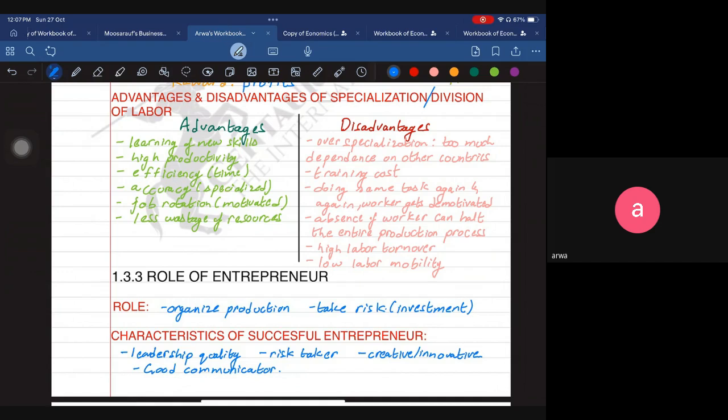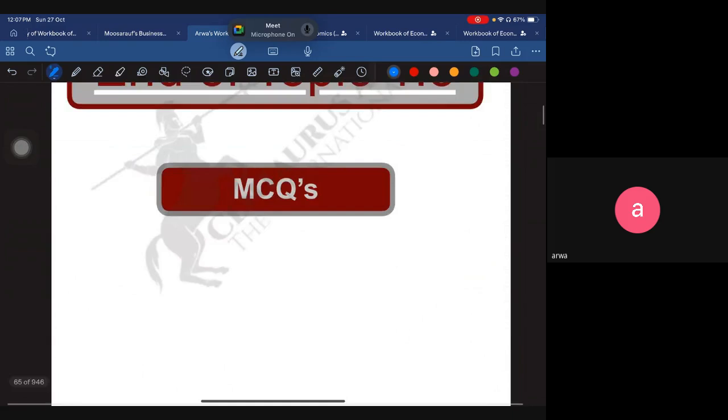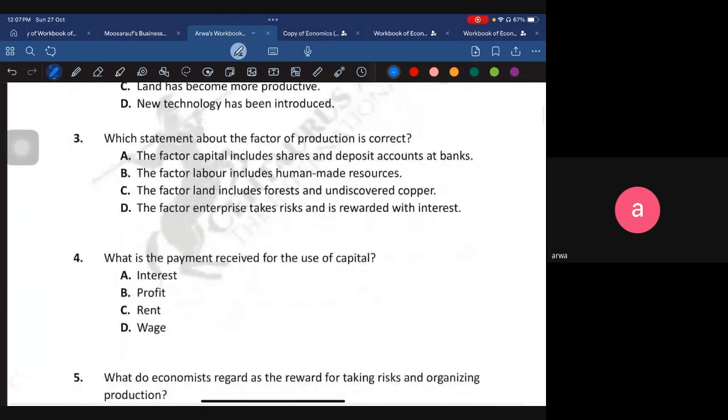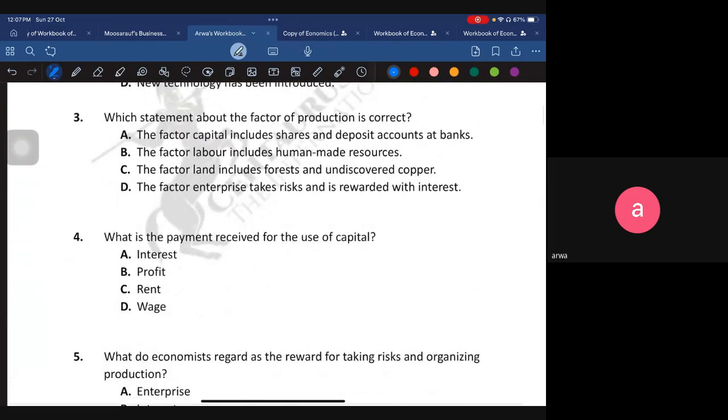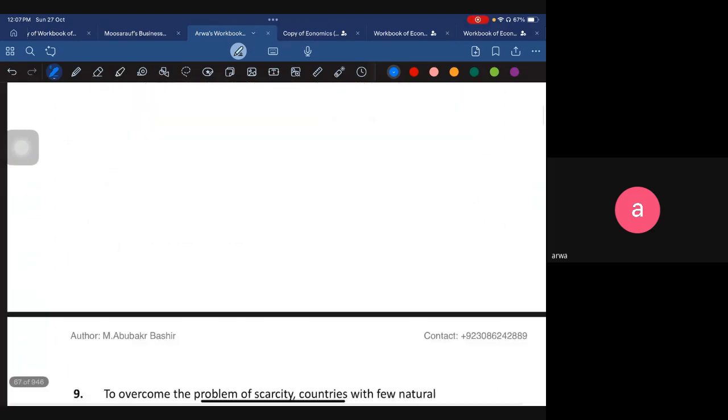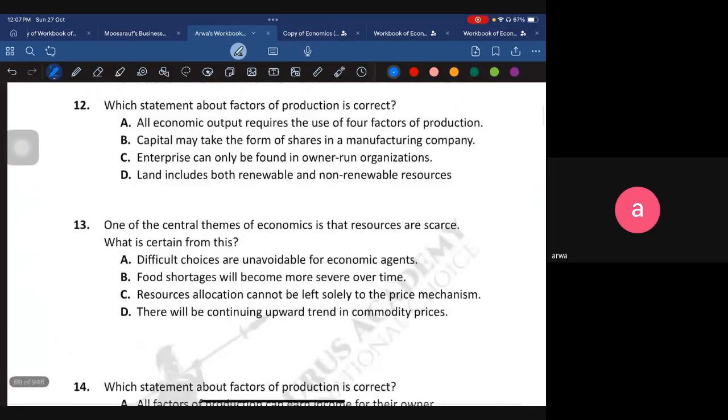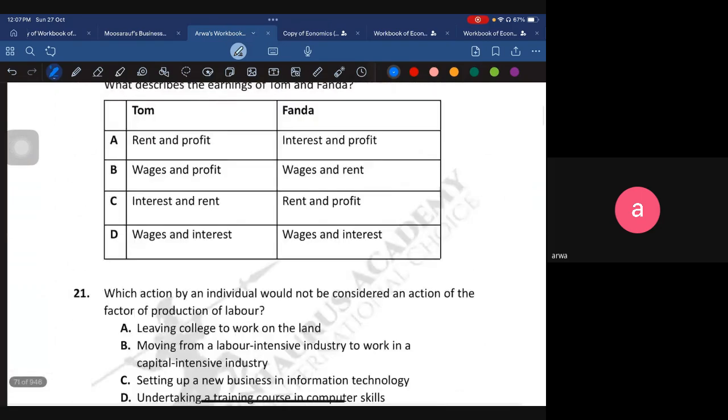Yes, sir. I'm done writing. Okay, perfect. Now, again, MCQs, I will share with you the answers for the chapter two MCQs and the chapter three MCQs after the class. Okay, moving forward.